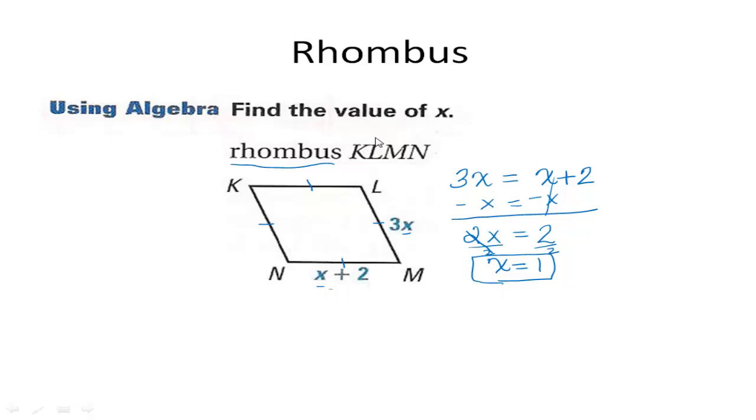And that's all the problem asks for, to find x. But I can go a little bit further and ask you, tell me what this segment measures. How much does that measure? Well, it measures 3x, but I just found x, so how much does it measure? Well, 3 times whatever x is, which is 1, so it measures 3. And how much does KL measure? Well, it measures 3 because this is a rhombus and all sides are congruent.